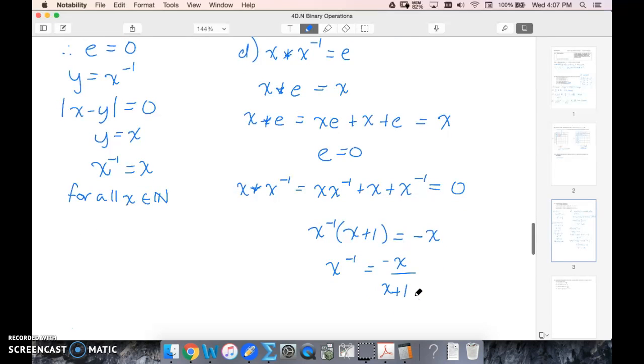All right, so that's going to work for all my x's that are part of the reals except for negative 1. Use my backslash, negative 1, because of course we can't divide by 0. All right, so those are examples of finding the inverse.